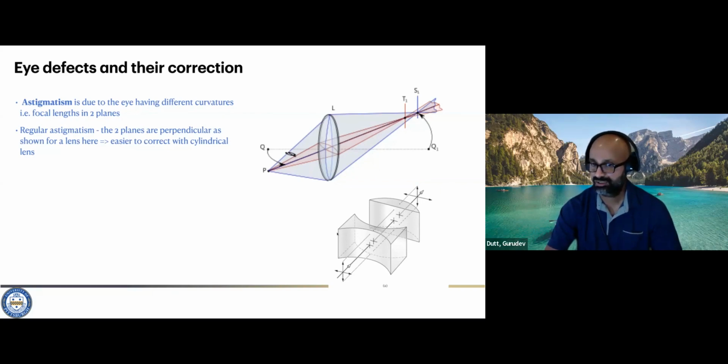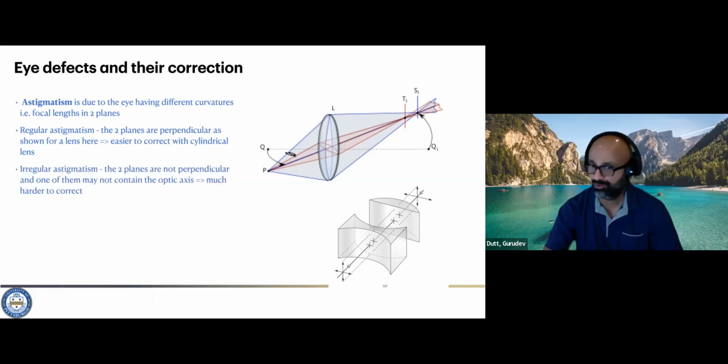The cylindrical lens is curved in this direction by one amount, and in the other direction, in the meridional plane, it's curved in a different amount. But of course, that assumes that the two foci from these two planes are exactly what is causing the problem, which may not be the case. That's called irregular astigmatism, and that's much harder to correct.